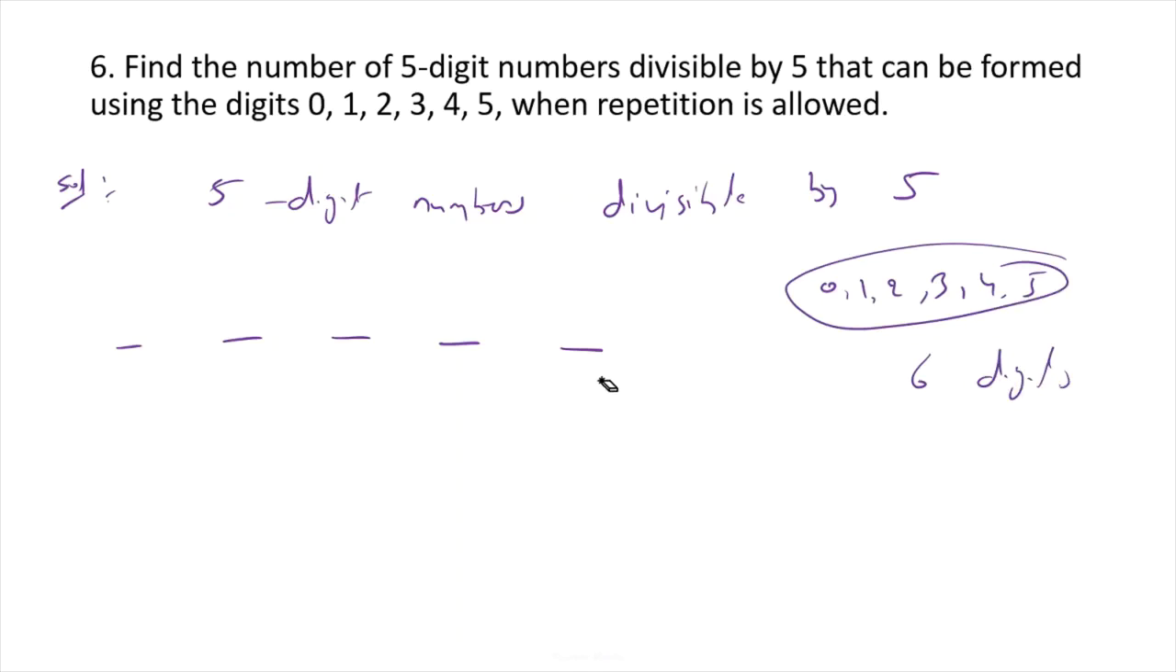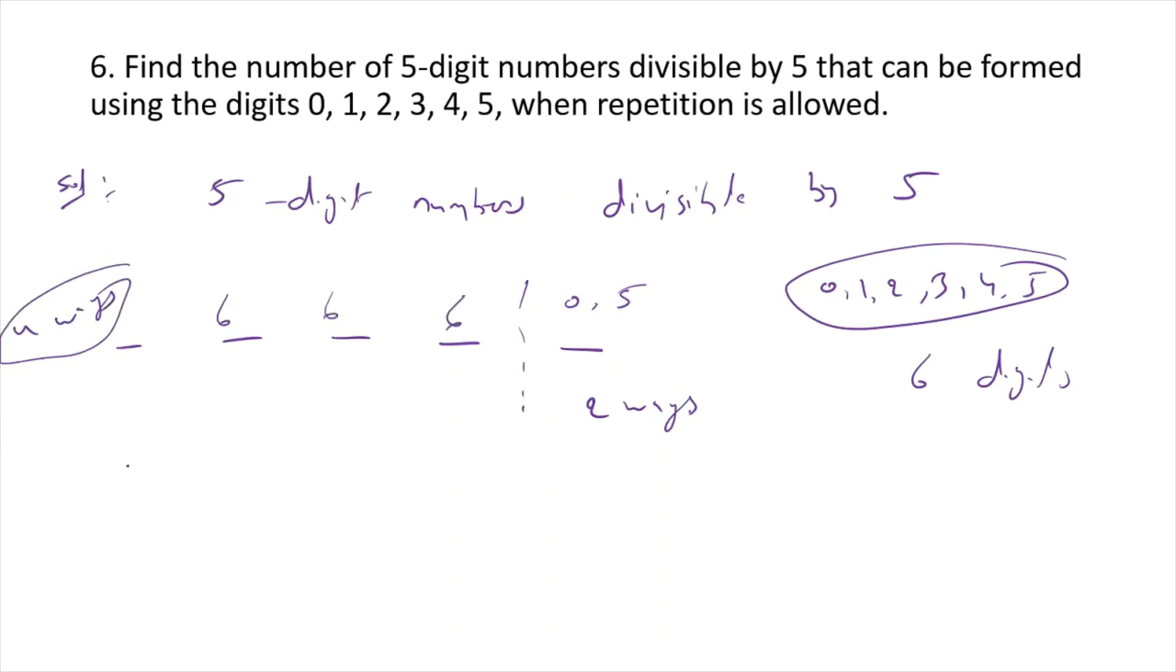So the last digit I can fill with either 0 or 5. So the number of ways of filling this last digit is equal to 2 ways. I cannot fill the first blank with any of these 6 elements, because in these 6 elements we have 0. So if I fill the first blank with 0, it is not going to be a 5-digit number. Therefore I can fill the first blank in 5 ways. So the remaining blanks I can fill in 6 ways, 6 ways, and 6 ways.